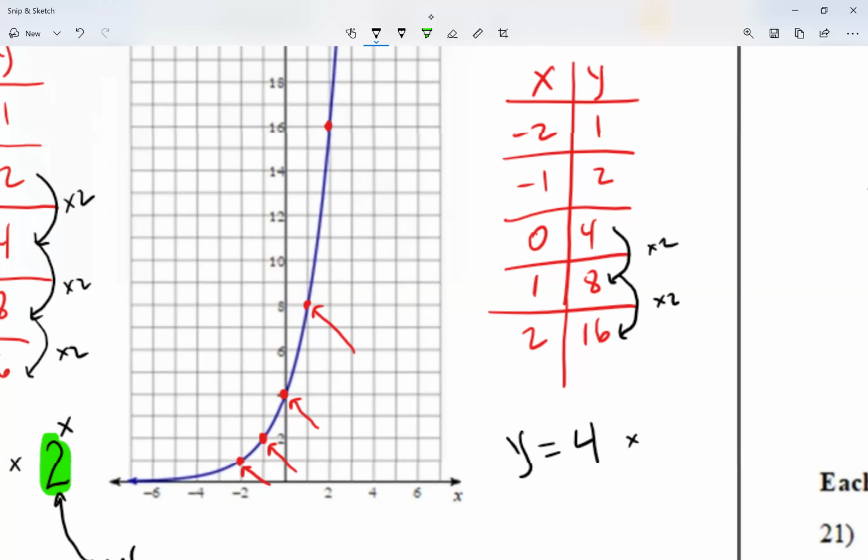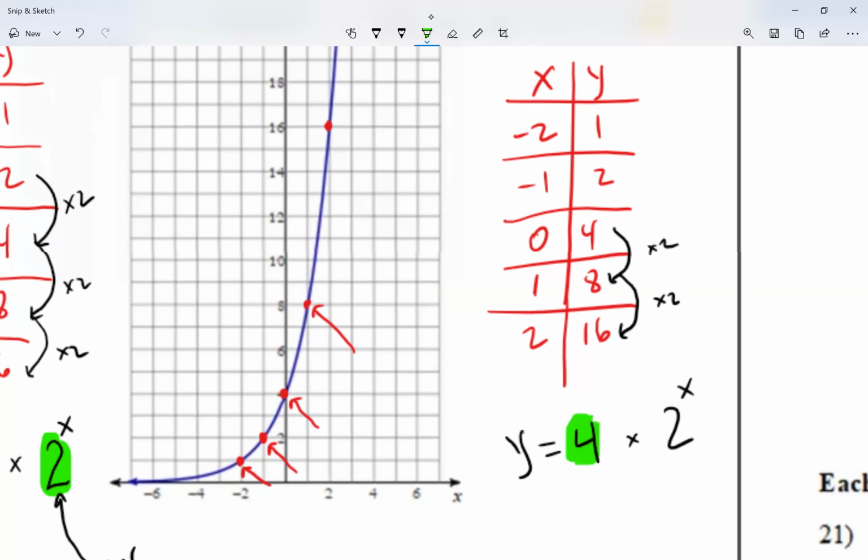But my multiplier is, what do I do going down? My multiplier is 2. So in this case, I'm going to go 2 to the x. And again, in your homework, you just have to fill in your 4 and your 2. Everything else is already there. Okay, not bad, not bad.